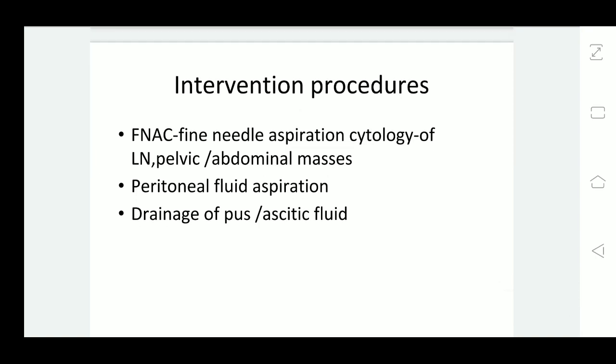Then there are certain intervention procedures in the image technique which are very useful. One is fine needle aspiration cytology. This is often required to do the cytology of maybe peritoneal fluid, or it could be aspiration of some ovarian cyst or biopsy of lymph node, pelvic lymph node. So in these procedures we can take help of ultrasound.